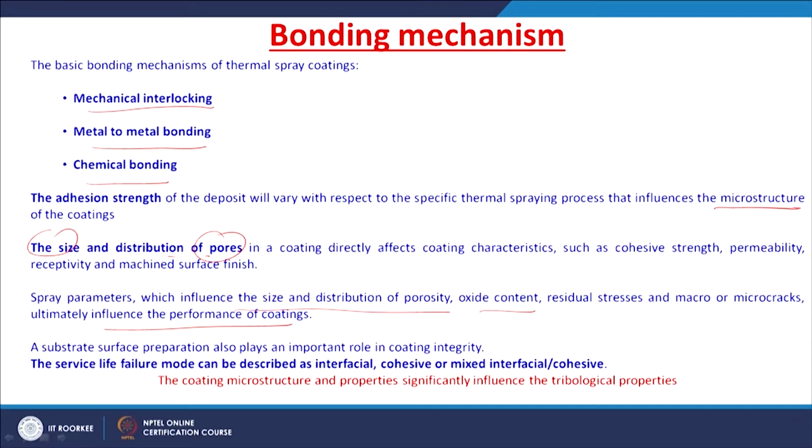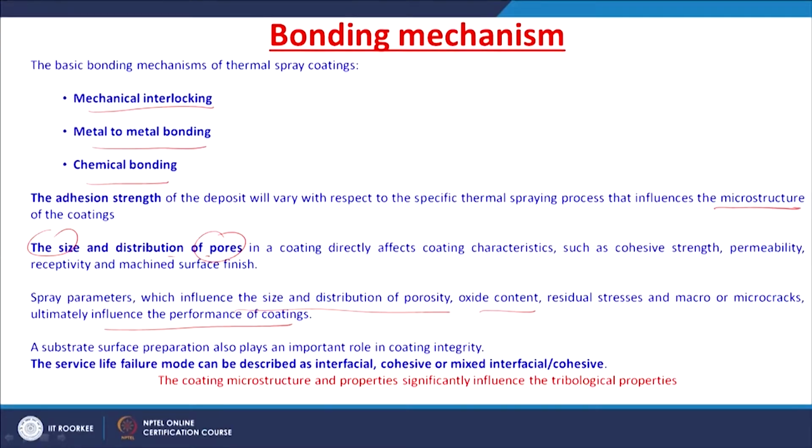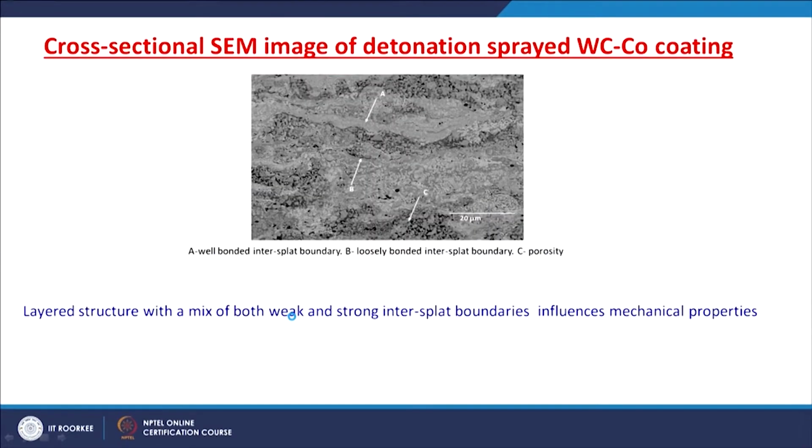Finally, relating to tribological performance, the coating microstructure and properties significantly influence the behavior in wear conditions and then result in the performance. So, the coating microstructure and properties significantly influence the tribological properties. If you look at this cross sectional SEM image of detonation spray tungsten carbide coating, you can see the layered structure, right, layered structure.